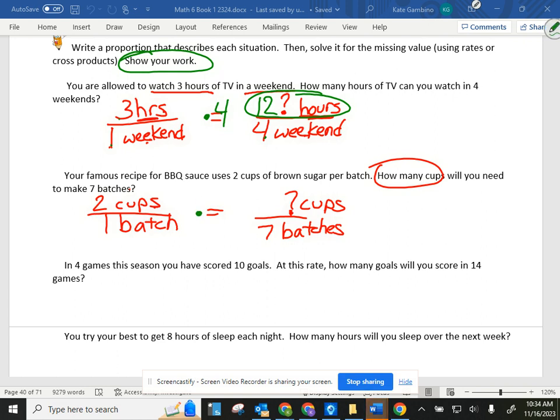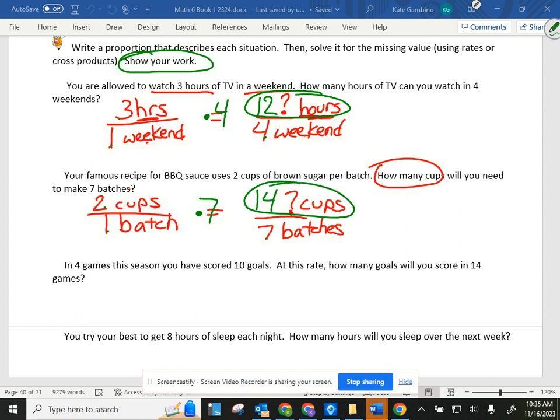Why am I multiplying it by 7? Because you have 7 batches. To go from 1 batch to 7 batches, I multiply by 7. So I need whatever I did to the bottom, I need to do to the top. So how many cups of brown sugar do I need? 2 times 7 is 14 cups.